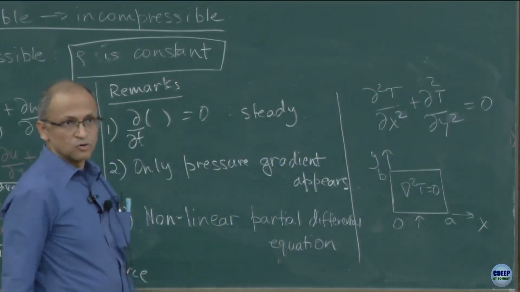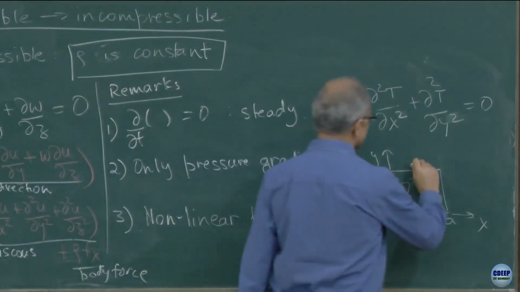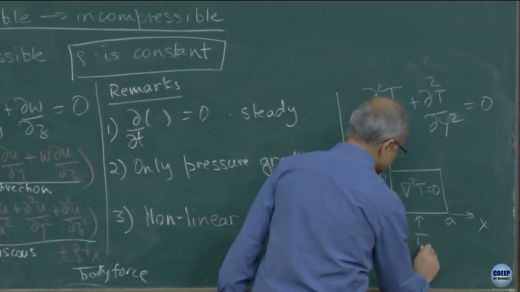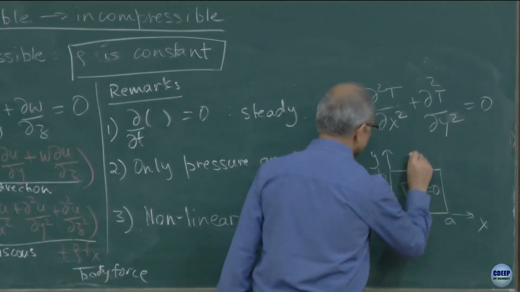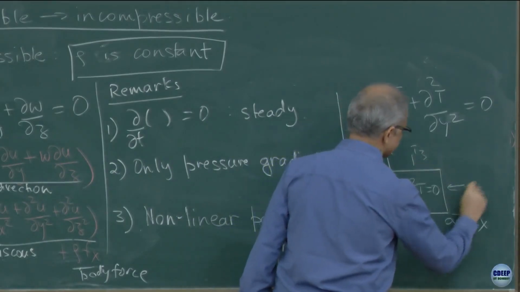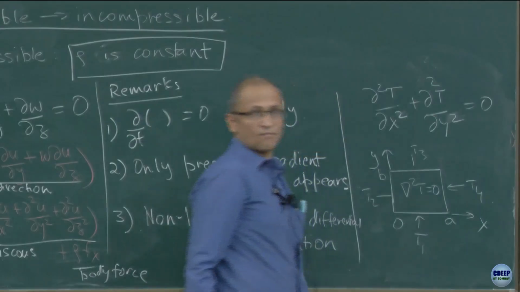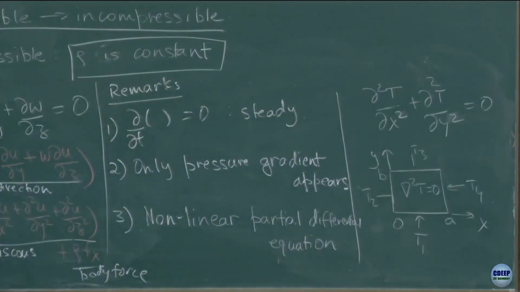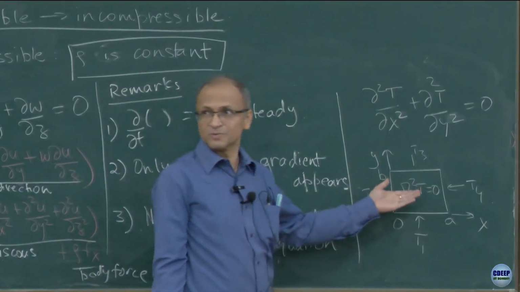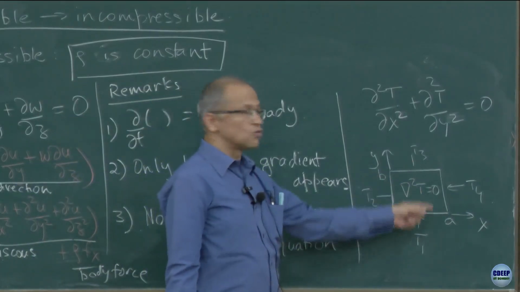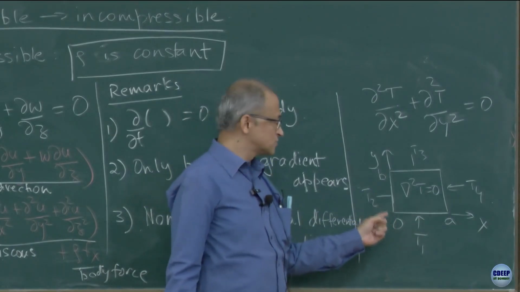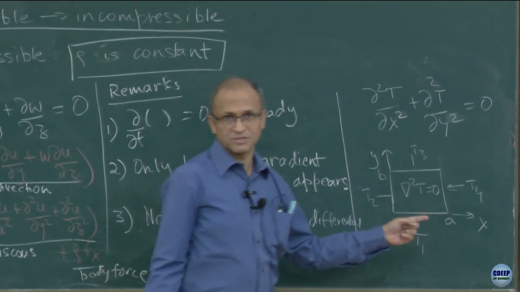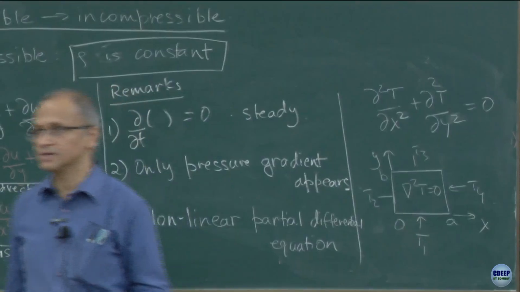So how do I solve this equation? I need to give the value of temperature here. Let us say T1, T2, T3, T4. Correct? So I need to prescribe the boundary conditions here. I hope you are able to relate this, right? Everybody can relate it. So I need to know the temperature at the 4 boundaries. If I know that, I can give you the temperature in this slab that will be arising.